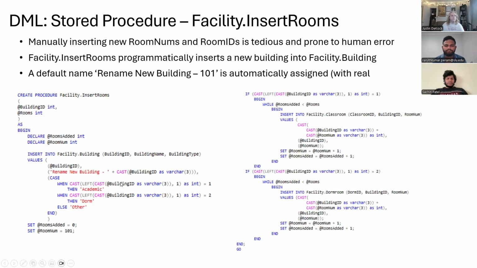But first, it inserts a new building based on the building ID that you give it, and then the number of rooms that you want to add, and then goes through a while loop to add as many rooms as you want, incrementing up by 101, 102, 103, etc.